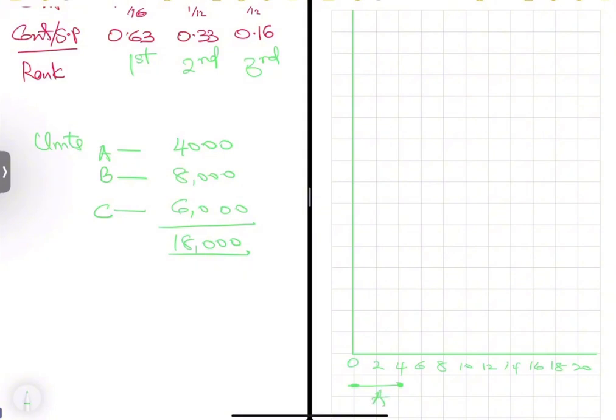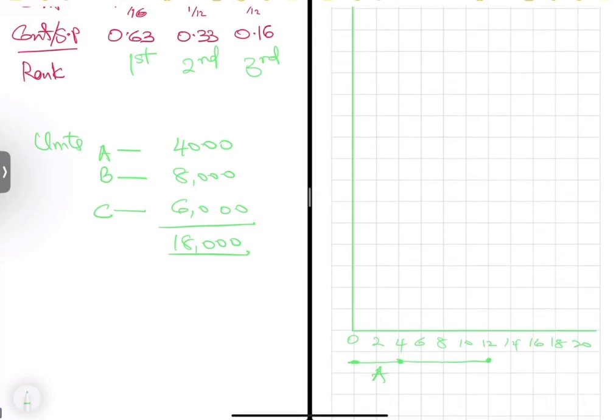Then to sell 8,000, it means that we move to, where do we move to? What point? 12. Yeah, 12. Because that is 8,000 of B. Then to sell 6,000 of C, I have to move to 18. So this is C. But I now need to get the dollar equivalent for everything that is happening.